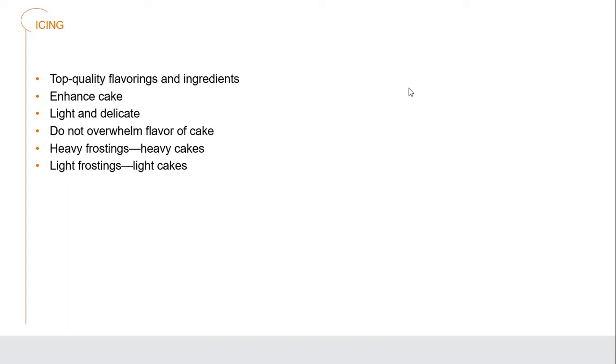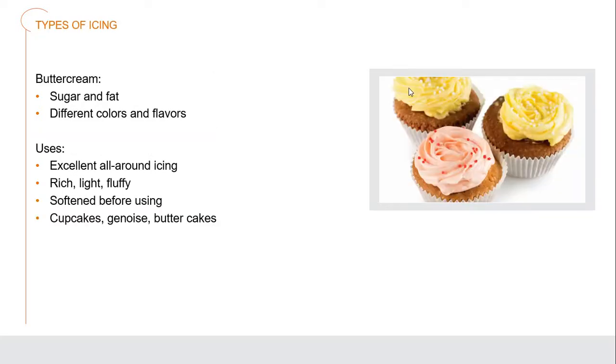You can make very light and delicate icings, but they shouldn't overwhelm any of that cake. And generally speaking, if you're making some kind of frosting that's on the heavier side, you put that with a heavy cake. Light frosting should always be applied to lighter cakes. So let's take a look at the first of several different examples of the types of icings that we can make. One of the simplest right here is buttercream.